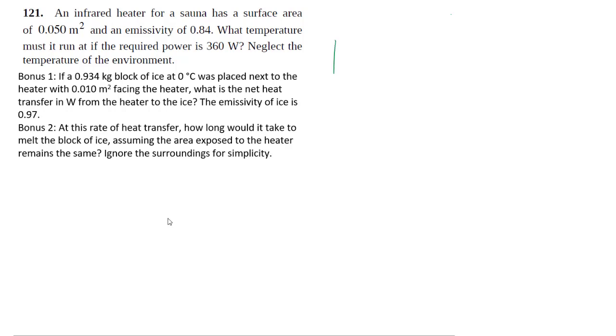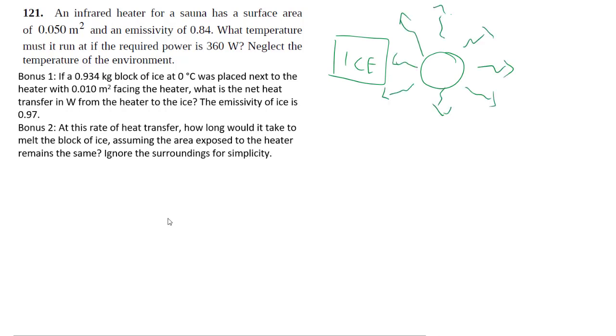So now, beside this heater, which radiates out to everywhere, we place a piece of ice next to it with a certain amount of area facing the heater. And the question is, how much net heat transfer? The key point here is net, because while the heater is putting heat into the ice because it's so hot, the ice is not at absolute zero. It's at 0 degrees Celsius, but it's also at 273 Kelvin.